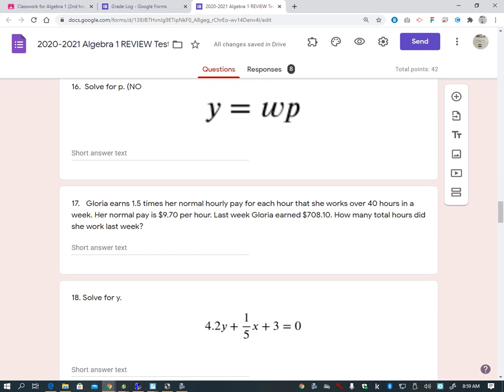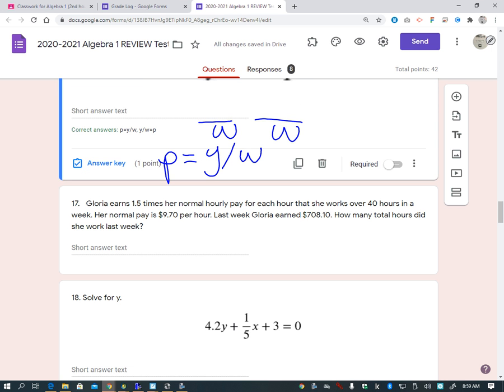I want to solve for P. What needs to move to the other side? The W. What are W and P doing, Wyatt? They're multiplying. So how do I move that W? Divide it on the other side. So what does P equal? Y divided by W. P equals Y over W. Okay, that's how it's got to go.